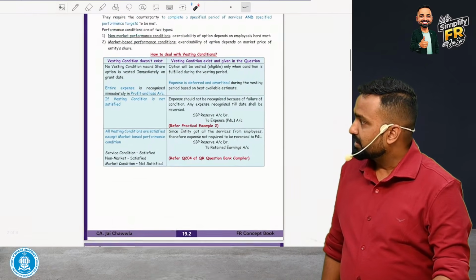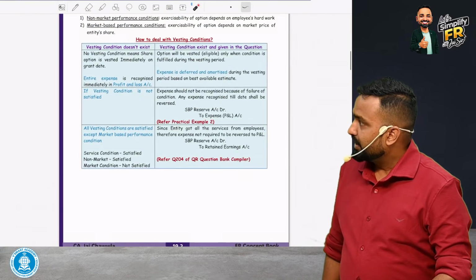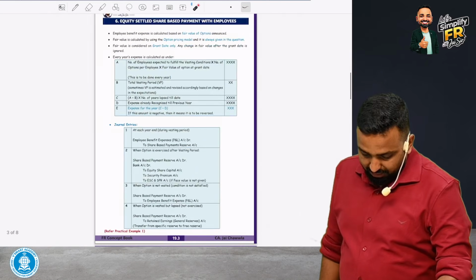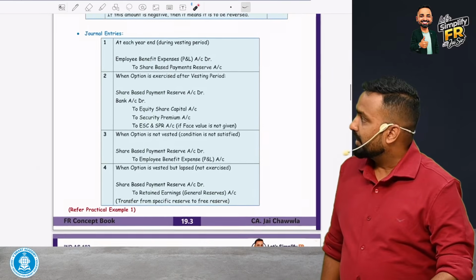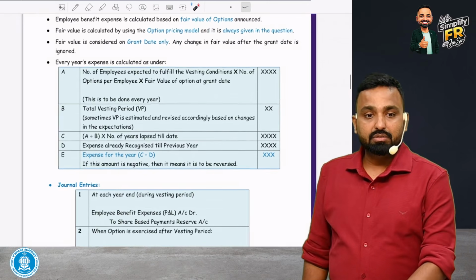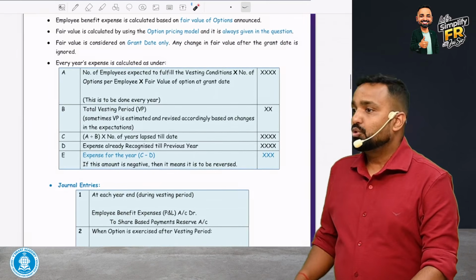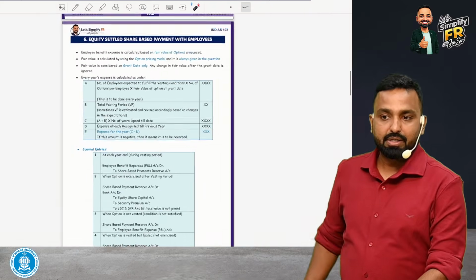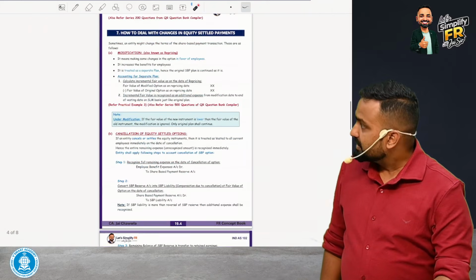This is a color coded concept book. Wherever the important items are, there is a different kind of table. Wherever entries are required, the entries are there for understanding the concept. Wherever a calculation is required, the format for how to calculate is already there, that we will do in this format.